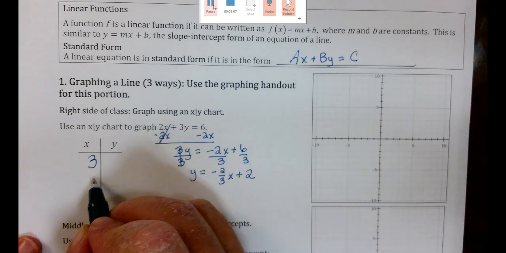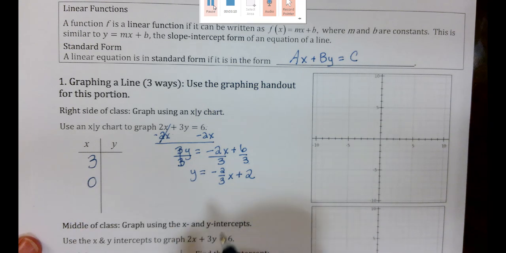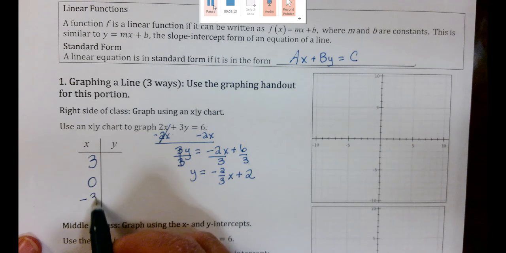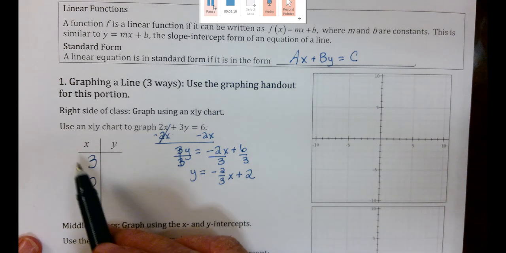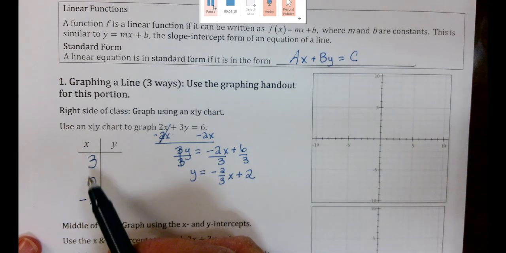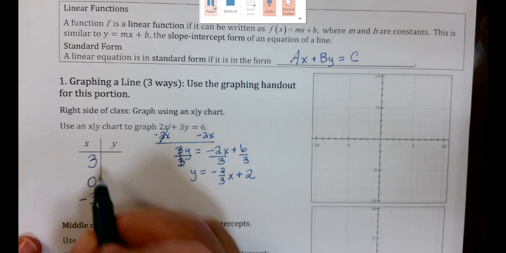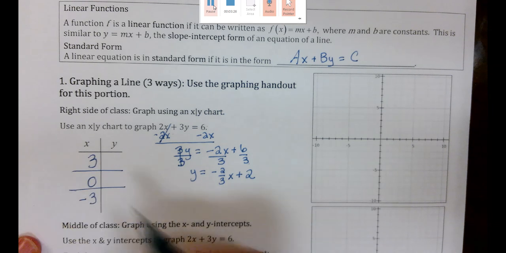I'm going to pick 0, and then I'm going to pick the negative of the denominator, so I'm going to pick negative 3. Now again, I could pick any numbers I want to here, but this is going to help us out when it comes to fractions. So let's actually plug this in. This is really like 3 separate problems.